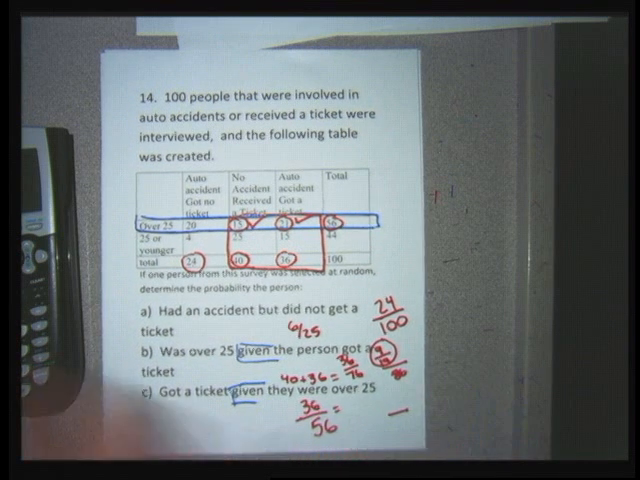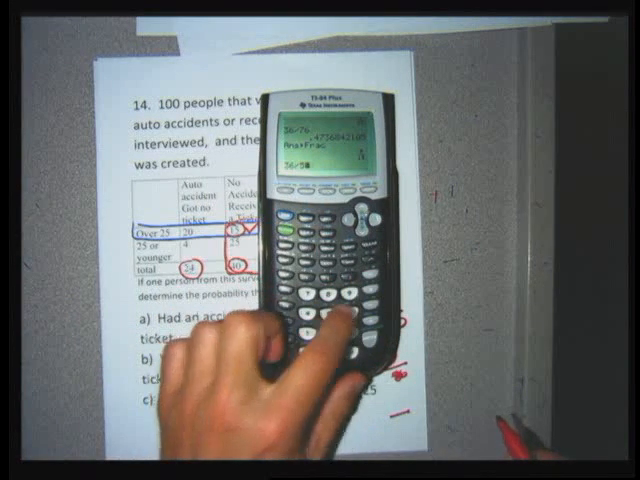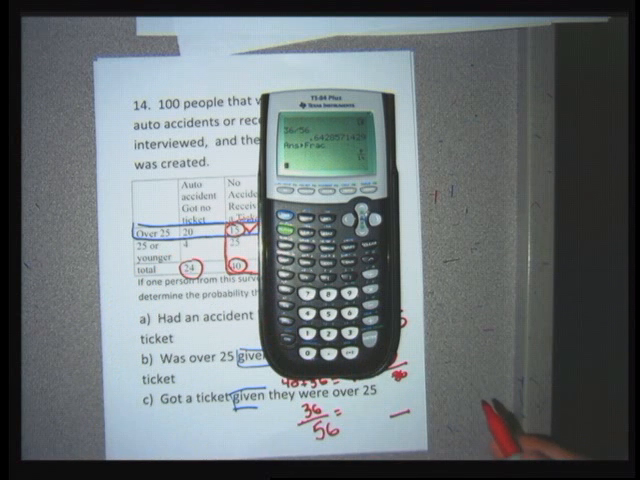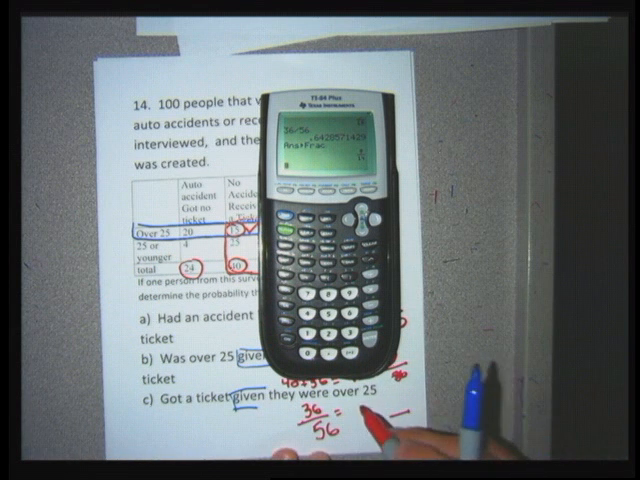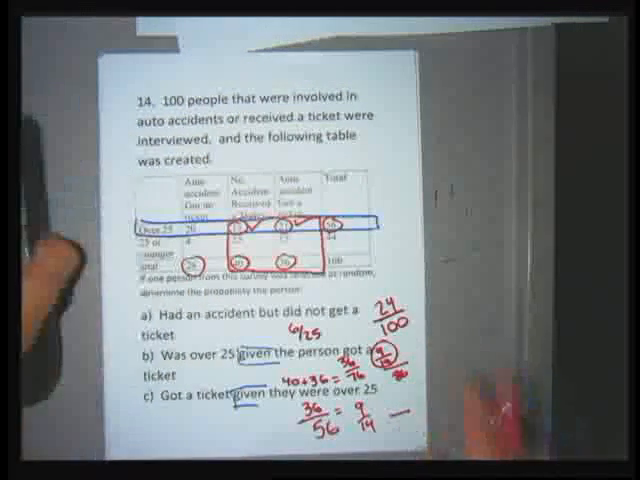So the fraction is going to be 36 over 56, because 36 of the 56 people that were over 25 that were surveyed got a ticket. And that reduces to 9/14.